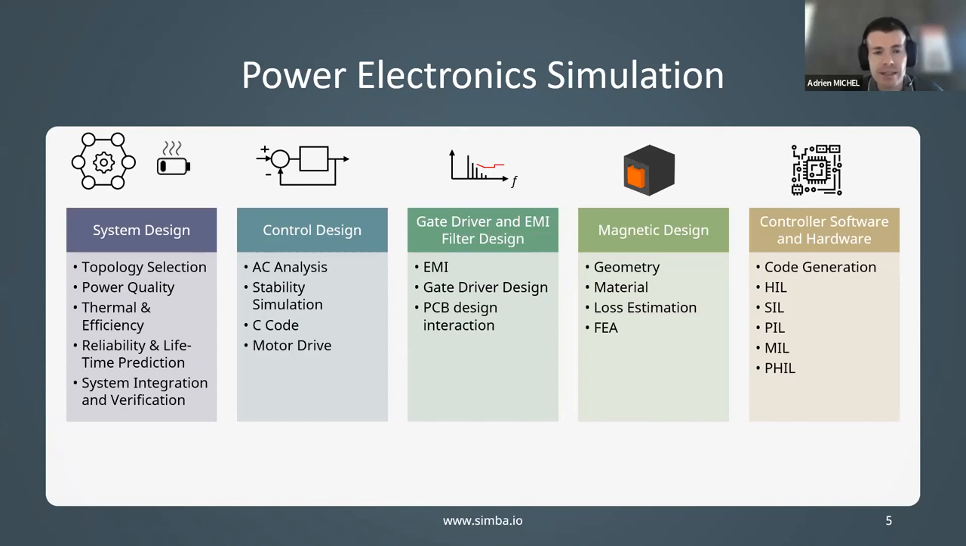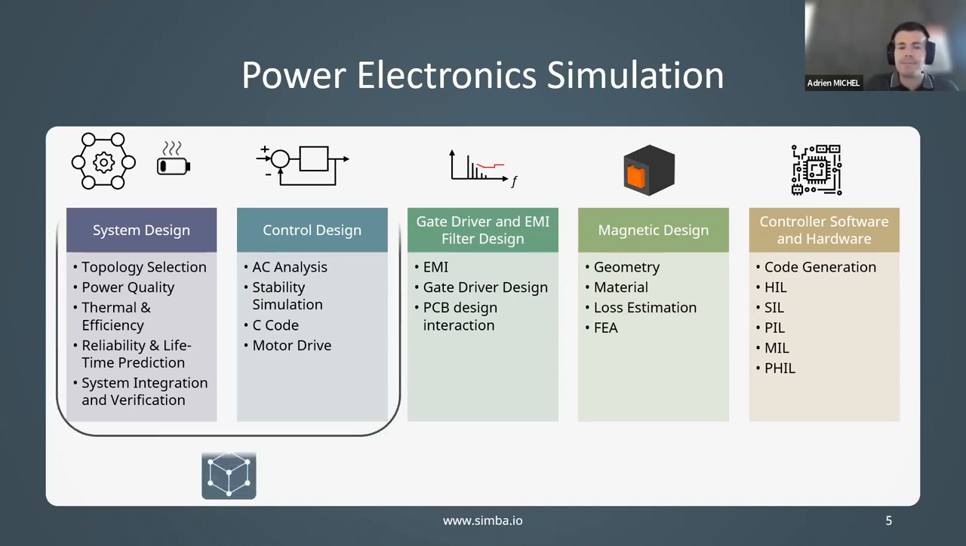For example, you are going to make some frequency analysis. This is called the AC analysis, in which you are going to plot the Bode plot, in open loop, in order to calculate the PID values, for example, and close the loop of your system. You can make some stability simulation by using some Nyquist criteria, for example. And you can design your own controller by using a C block, by using the C code capability, and also make your control of your drive, of your motor. And SIMBA will be useful for those two first steps, the system design and the control design.